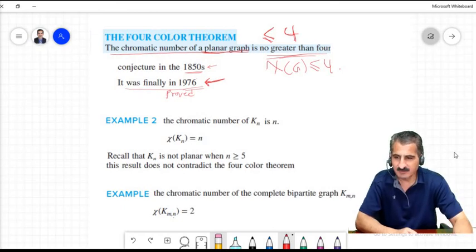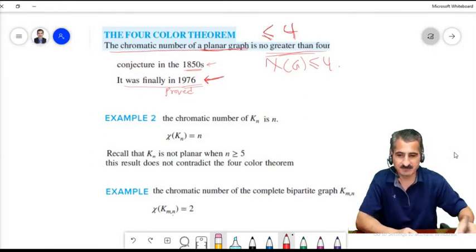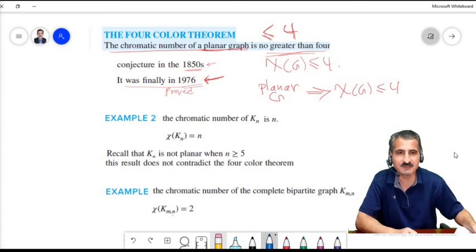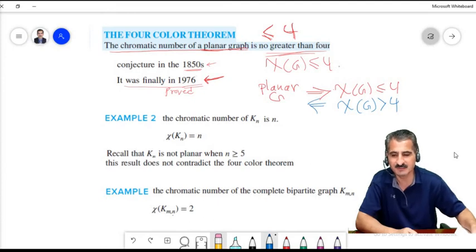Okay, now it says if the graph is planar, so let me rewrite this. If the graph G is a planar graph, then the chromatic number is less than or equal to 4. Now the contrapositive of that says if we find that for a given graph the chromatic number is greater than 4, then the graph in hand was non-planar. Fine? Okay.